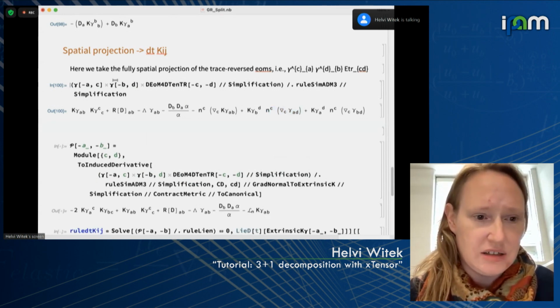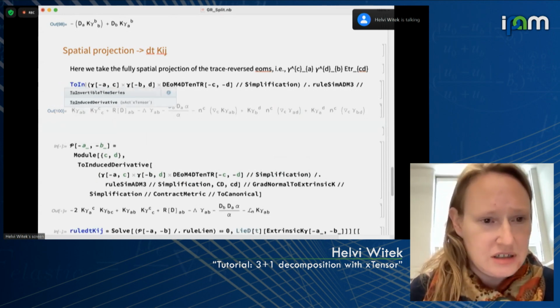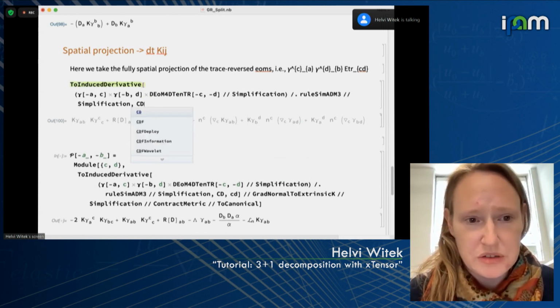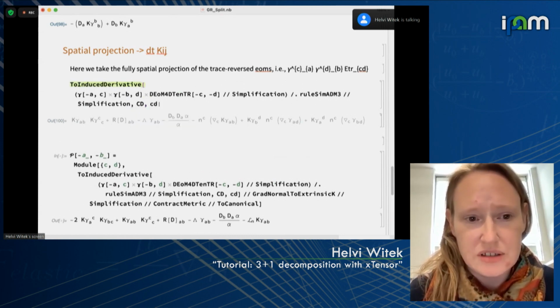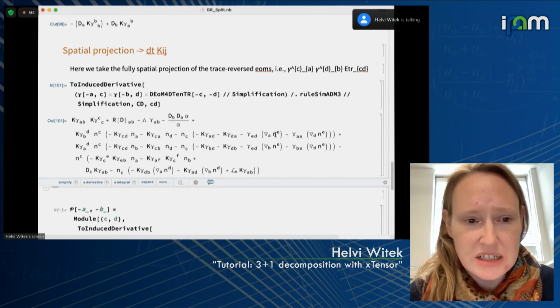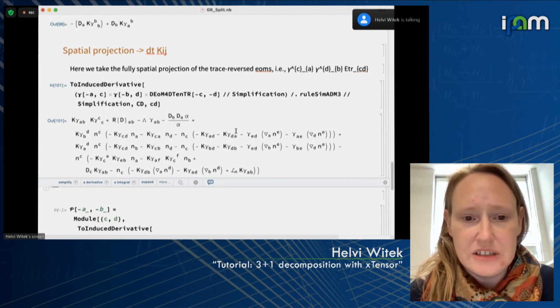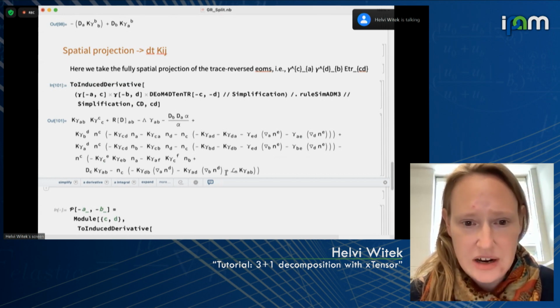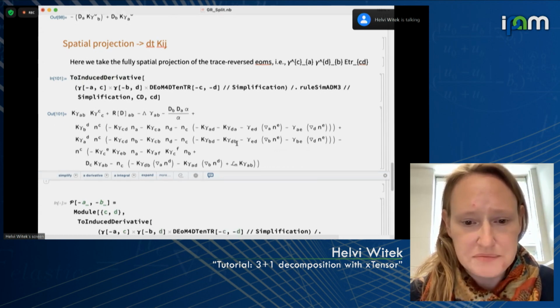So let's look at this. We have the induced derivative of the whole expression. We want to go from the 4-dimensional covariant derivative to the 3-dimensional one. And here you see precisely this replacement, and all these terms that I just mentioned should become extrinsic curvatures. And then in this last bit, we have our Lie derivative along the normal vector of the extrinsic curvature.